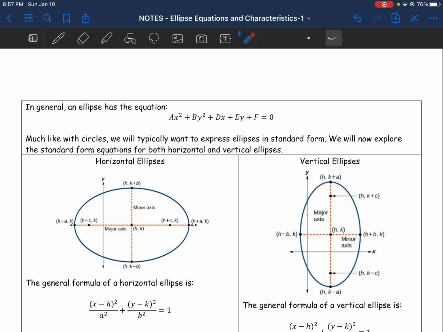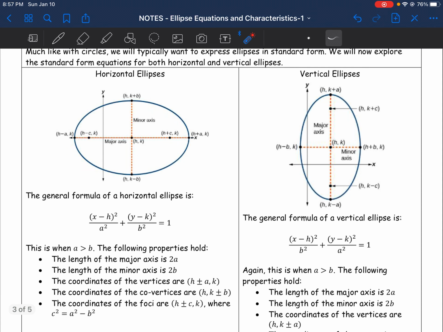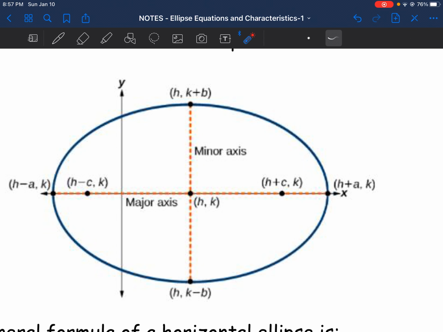Now, much like with circles, however, we typically want to express ellipses in standard form. So now let's look at the standard form equations for both horizontal and vertical ellipses, starting with horizontal. So for horizontal ellipses, again, notice that the major axis is running horizontally, the minor axis is running vertically. If we take a closer look at this, here's the center of our ellipse, (h, k), just like the center of a circle we called (h, k), the center of the ellipse we'll call (h, k) as well.